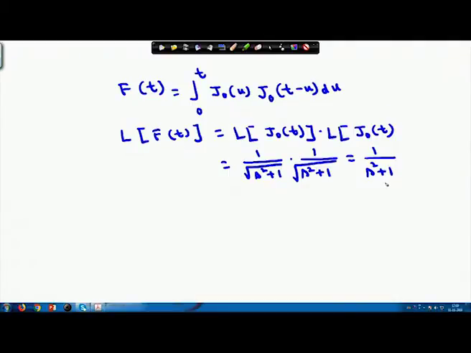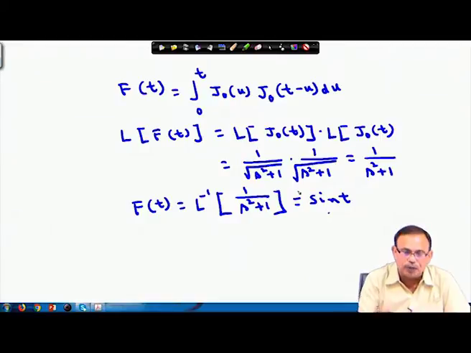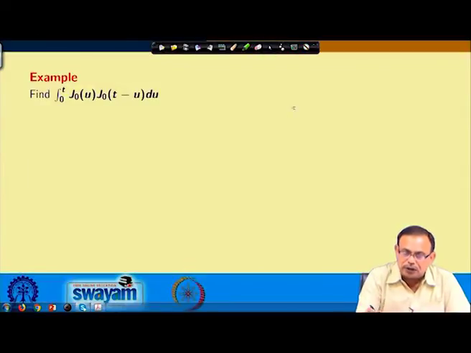So, Laplace transform of f(t) is equal to 1 by s square plus 1, and f(t) I can write as Laplace inverse of 1 by s square plus 1, and Laplace inverse of 1 by s square plus 1 is equal to sin t, which is actually the value of this f(t). Therefore, the value of this integral from 0 to t of J0(u) J0(t minus u) du is nothing but sin t. Using these convolution properties, very easily we are determining the value of this one. So, let us just see it once.